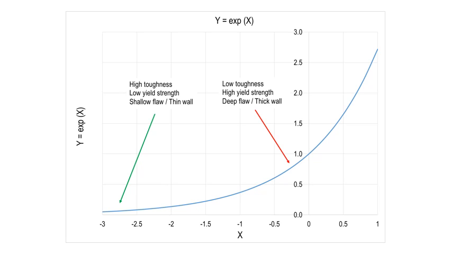Now, if you have a high toughness material, low yield strength, and a shallow flaw or thin wall pipe, you're going to be on the left side of that curve. You're going to be very, very low down. And that's what's going to allow you to cancel out your fracture term. However, if you have a low toughness material, high yield strength, and a deep flaw or a thick wall pipe, you're going to be a lot closer to 1 there. And that's going to mean that you're going to be lower on your arccos curve, and that's also going to mean that you're going to have a much lower predicted failure strength because that fracture term is really going to come into play.